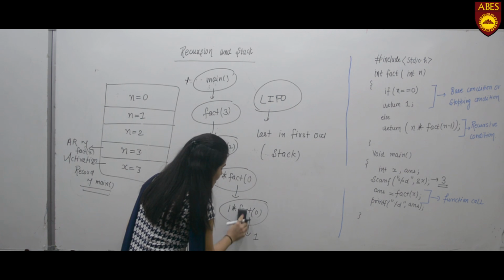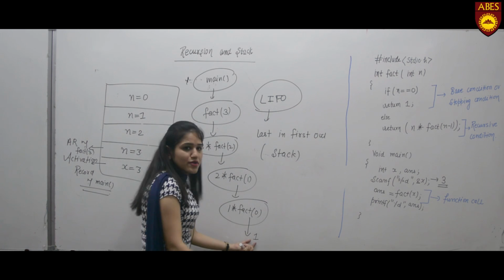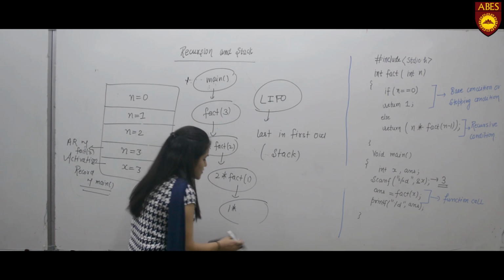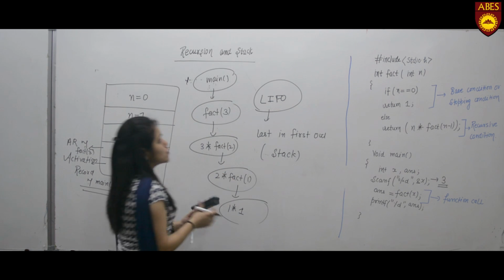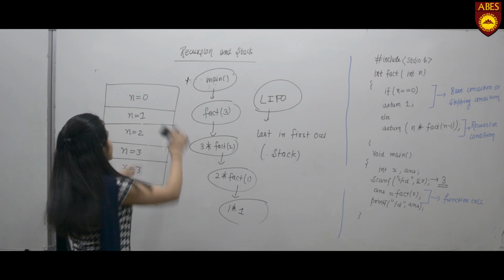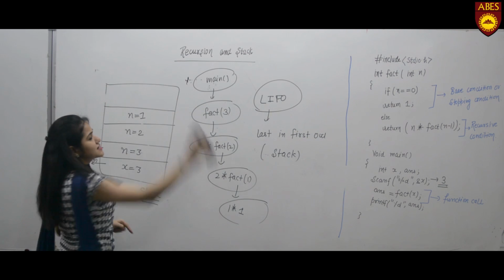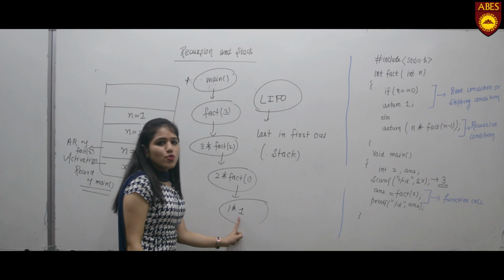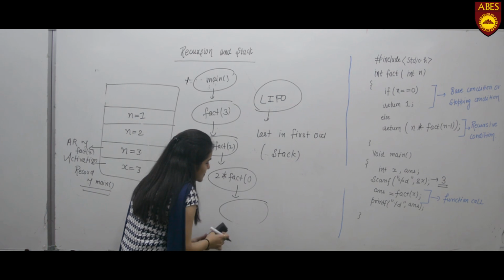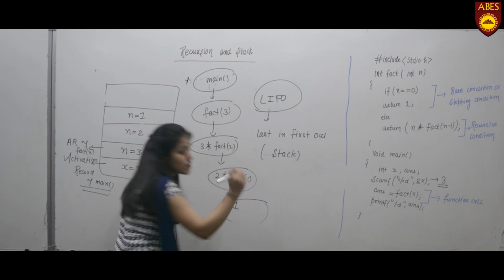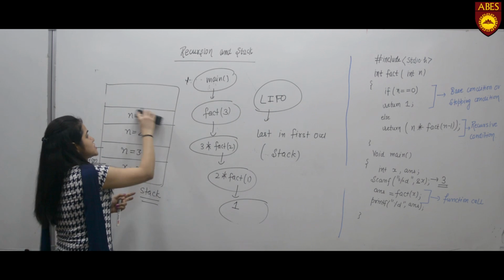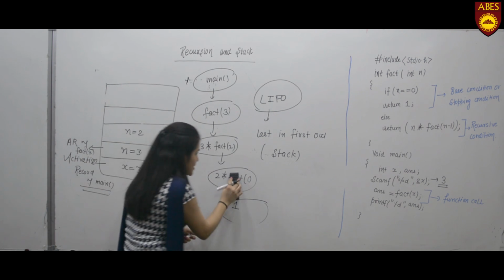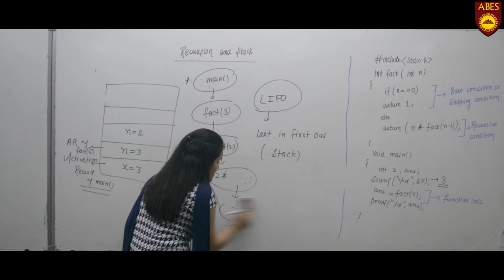So fact of 0 will give us the value 1. We can replace fact of 0 with 1. So fact of 0 has completed, and its activation record will be deleted from the stack. After that, fact of 1 is 1 into 1, so fact of 1 will give us the value 1. So the activation record of fact 1, that is n equal to 1, will be deleted and we can replace it with the value 1.